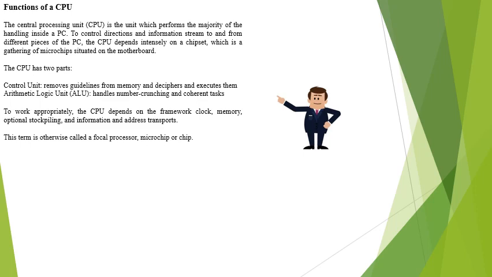So let's talk about the control unit. The control unit removes guidelines from memory and disperses and executes them. So let's talk about the arithmetic logic unit. The arithmetic logic unit handles the number crunching and concurrent tasks.